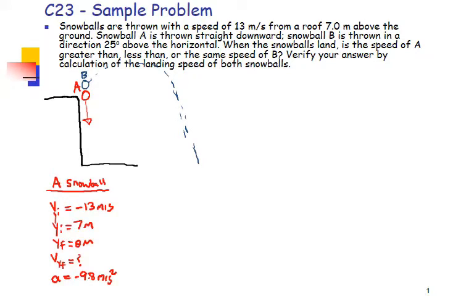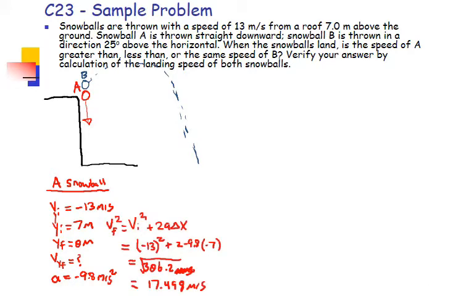So for the snowball that's just being dropped, it's pretty straightforward. We have the initial height is 7, final height is 0. The final velocity we don't know, and that's what we're looking for. The initial velocity, it's being thrown downward at negative 13. So go ahead and pause the clip and determine the final velocity, and then we'll take a look at part B. Okay, so you should have gotten 17.498 meters per second is the velocity it hits the ground.